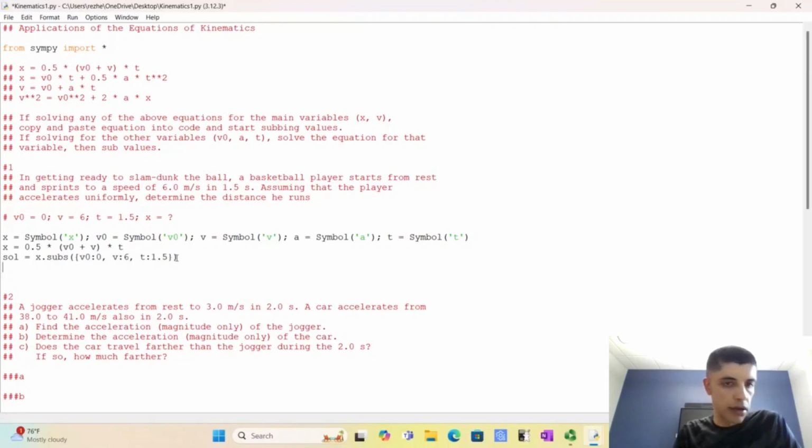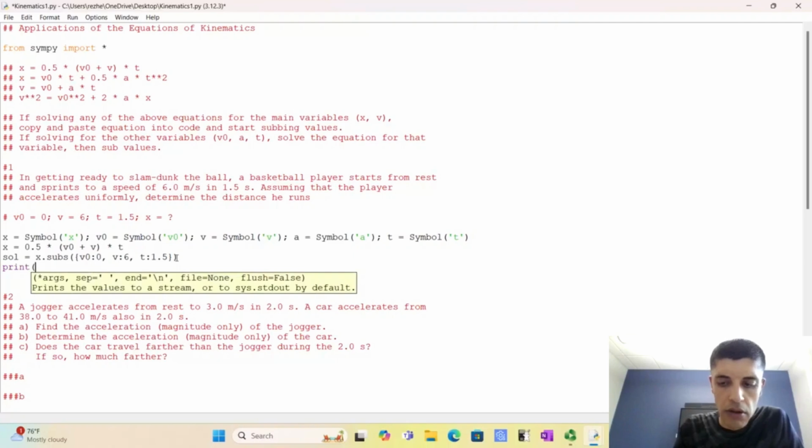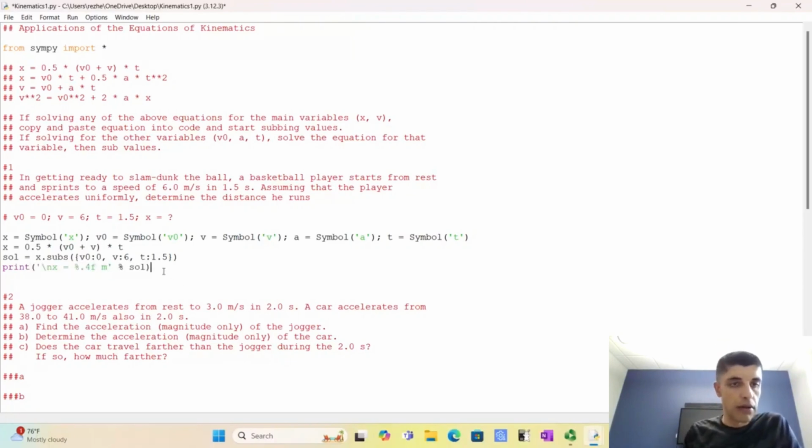And now we're going to print the results to the user. So do print, and let's do a \n just to create a new line, so we're going to insert a blank line. Then x equals, this is %.4f, and this is going to be in meters. Go outside, % solutions, like that, and then close parentheses. All right, so that's all we have to do in this problem. So let's go ahead and run it.